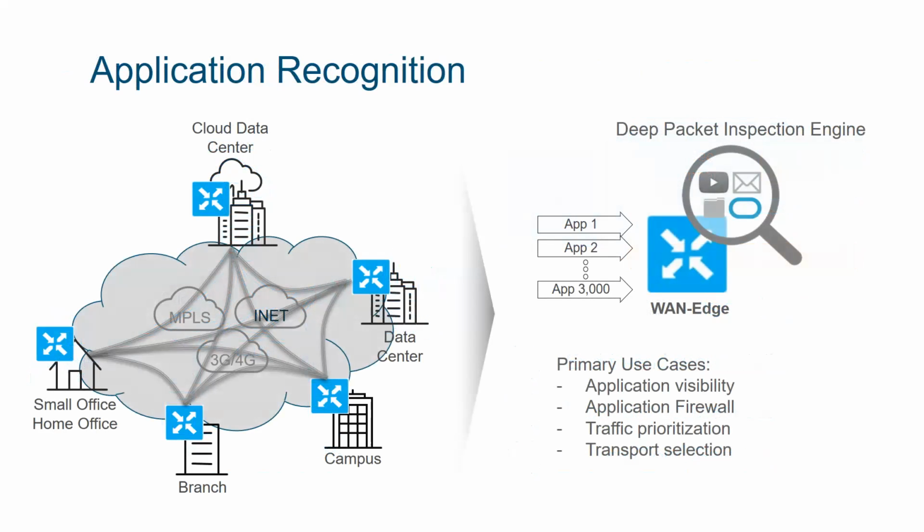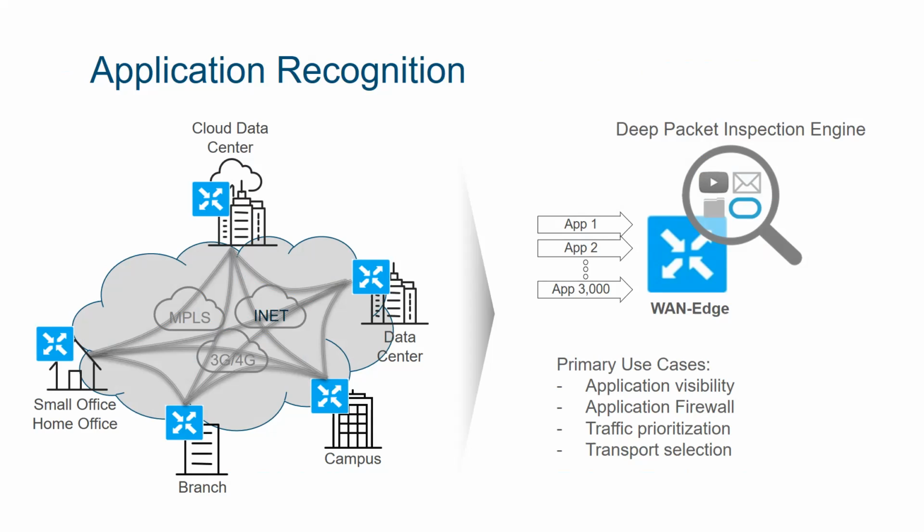Application recognition, again, is the deep packet inspection engine, DPI. You have this option in SD-WAN. In order to get DPI, you have to go with the advanced license here. So these are some primary use cases: application visibility, application firewalls, traffic prioritization, and traffic selection. These are some of the things you can get from using DPI.